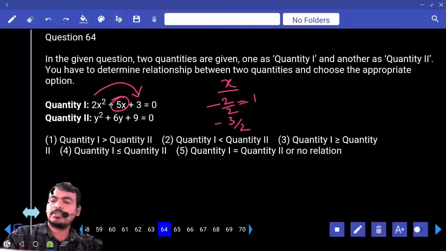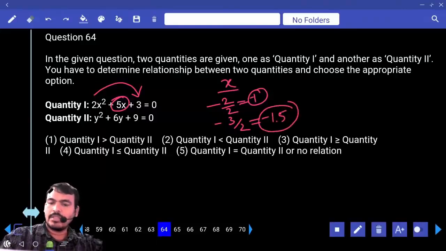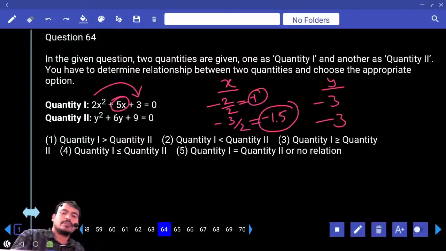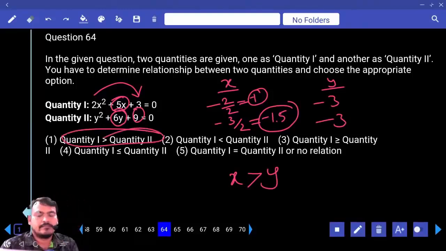Minus 2 by 2 means minus 1 or plus 1? Minus 1. Minus 3 by 2 means minus 1.5. What are the y final roots? Minus 3 and minus 3. Because what is the product value? 9. Sum value 6 means 3. 3 times 3 is how much? 9. What is the answer? X greater than Y means Q1 is greater than Q2.